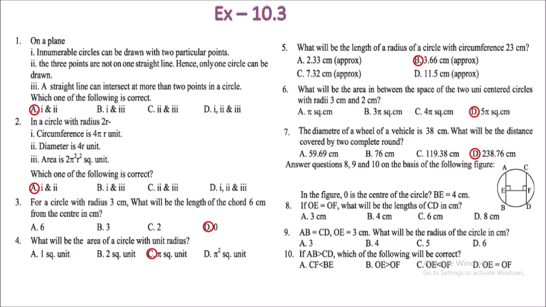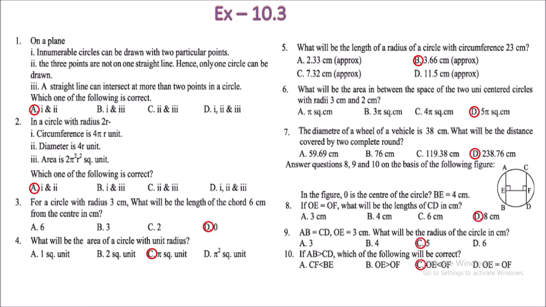What is the radius of the circle? The radius, by Pythagoras theorem: you can use AB equal to 3 centimeter, 4 centimeter, O equal to 3 centimeter. So if you join B and the center O, you will get by Pythagoras theorem 5 centimeter is the correct answer.